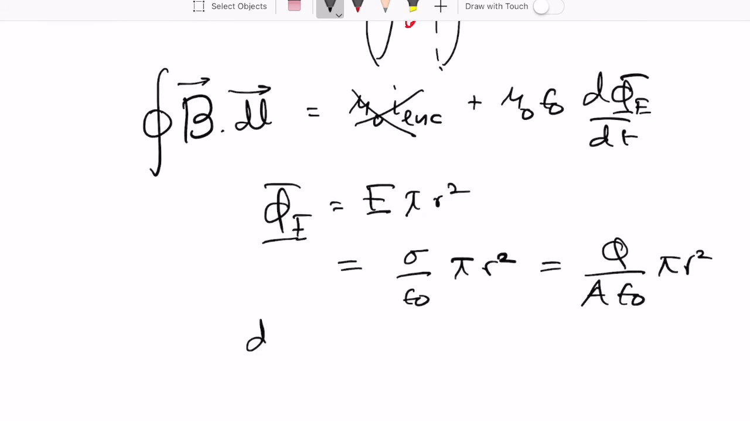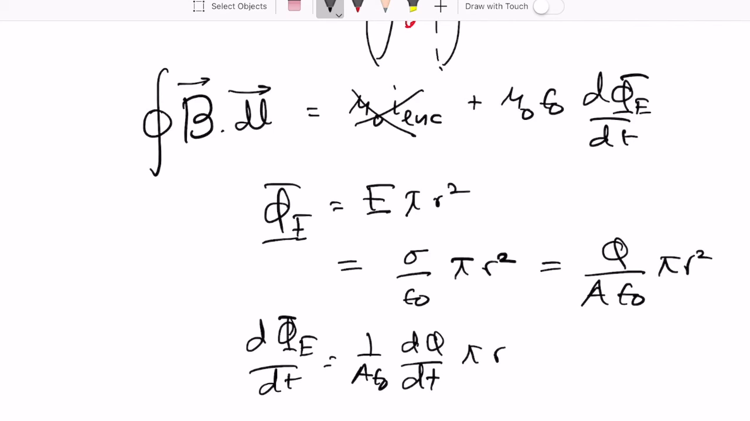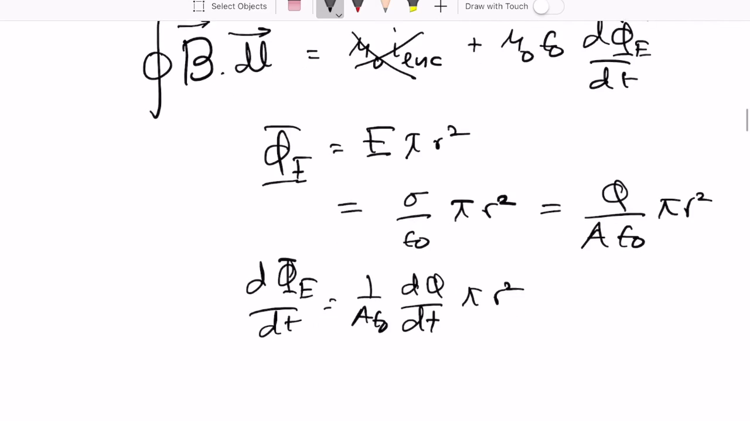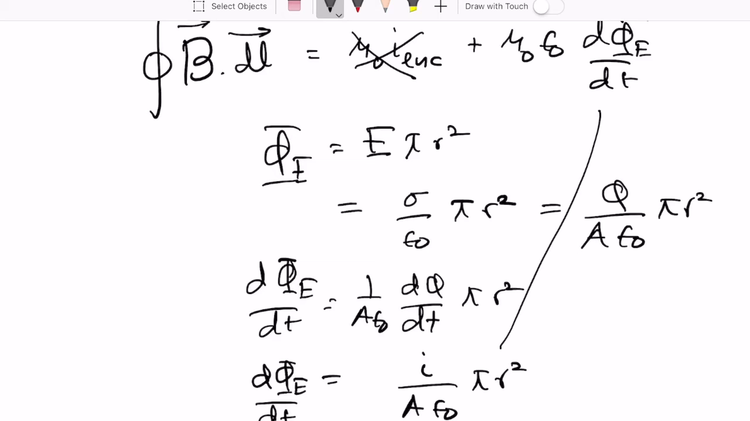What is d phi E dt? That is going to be 1 over A epsilon 0 times dq dt times pi r square, right? And what is dq dt? dq dt is the rate at which the charge on the plate is changing, and that is exactly equal to the charging current. So it's just going to be I divided by A epsilon 0 times pi r square is d phi E dt.